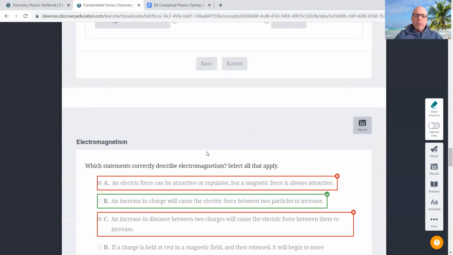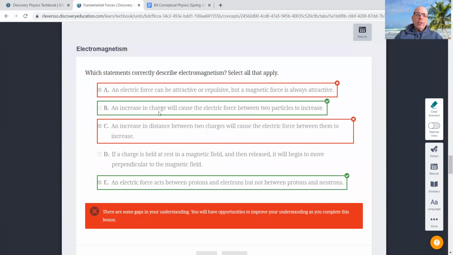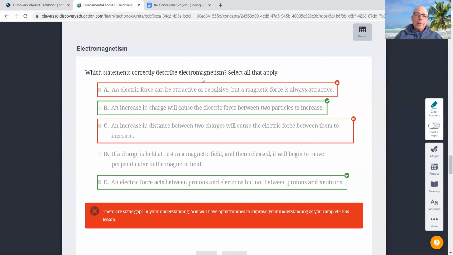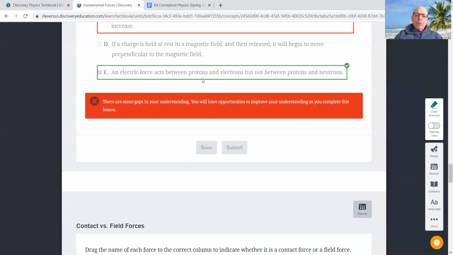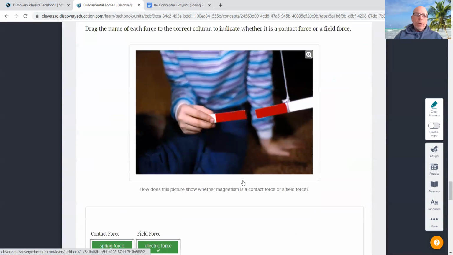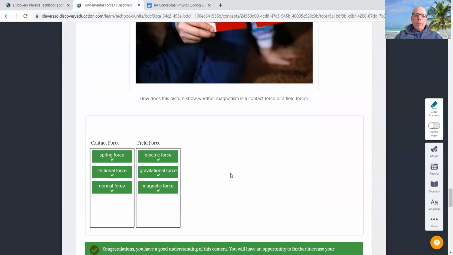This is a matching submission. Notice all the submissions have a submit button. Here's another question. I got all the wrong answers. I'm sorry. And when you get wrong answers, you can sort of go back and try to get it right again. Here's a submission. This one is also a submission. It says drag the name of each force, and then you are making those fit.